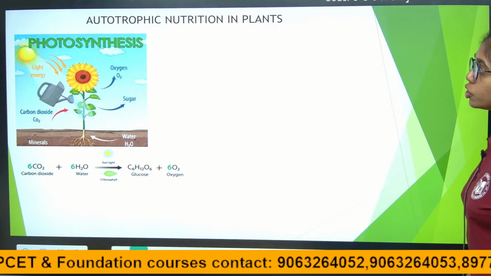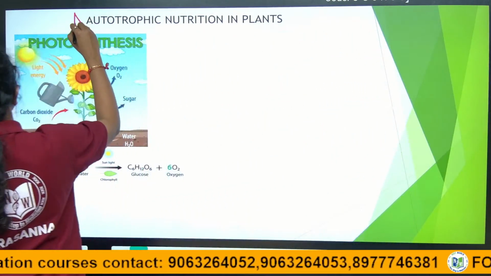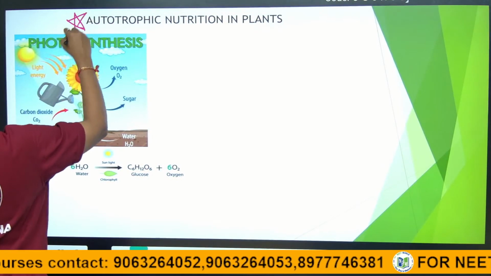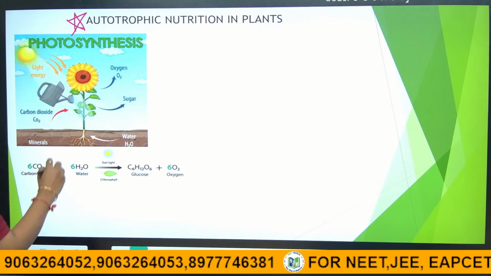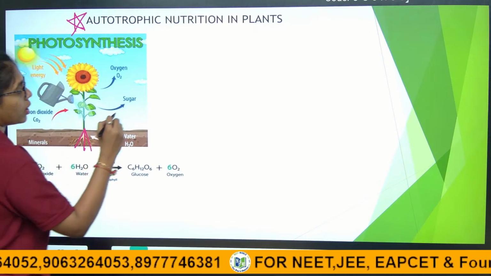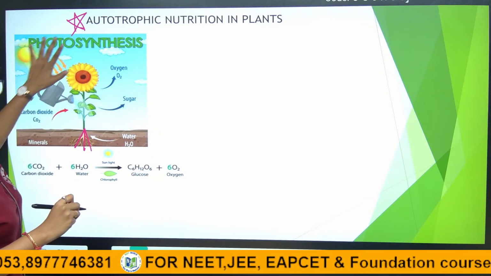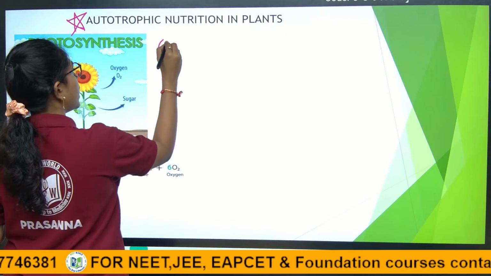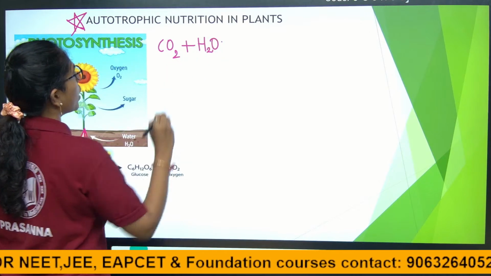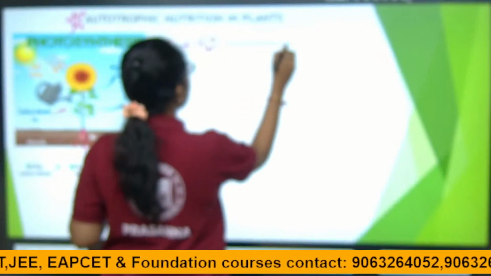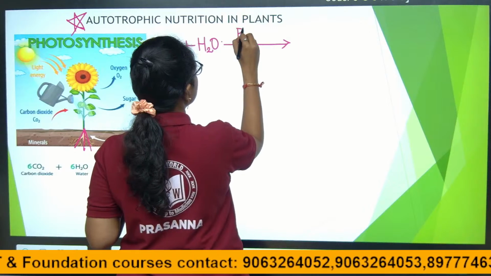So here let us discuss the autotrophic mode of nutrition in plants, which is highly important. Autotrophic mode of nutrition in plants. As we have discussed, from roots water is consumed mostly. From the atmosphere carbon dioxide is taken. From roots water is taken, and this in the presence of sunlight. Sunlight is absorbed in what form? Photons.